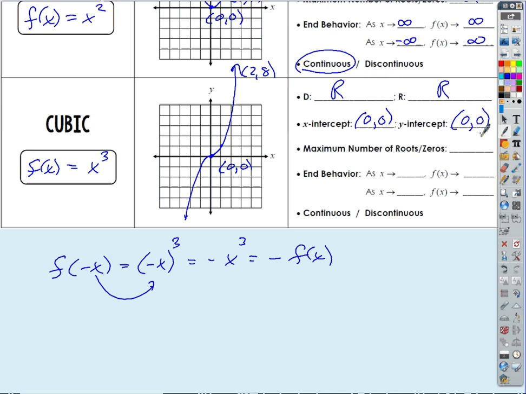Okay, the maximum number of roots. Now this is stuff that's gonna be a little bit weird right now. If I were to come up with a cubic equation, we haven't even done quadratic equations yet, but you guys remember quadratic equations well enough to know that a lot of times when you solve a quadratic equation, you're getting 2 answers back, right? What about a cubic equation? What's the maximum number of answers you could get back in a cubic equation? The answer is 3. I'm gonna prove it to you.